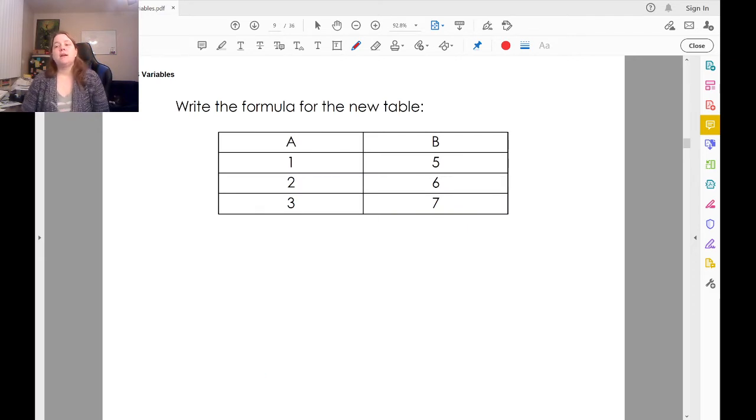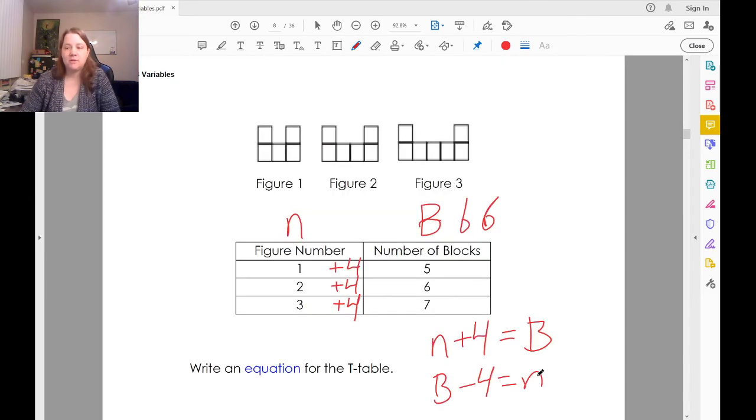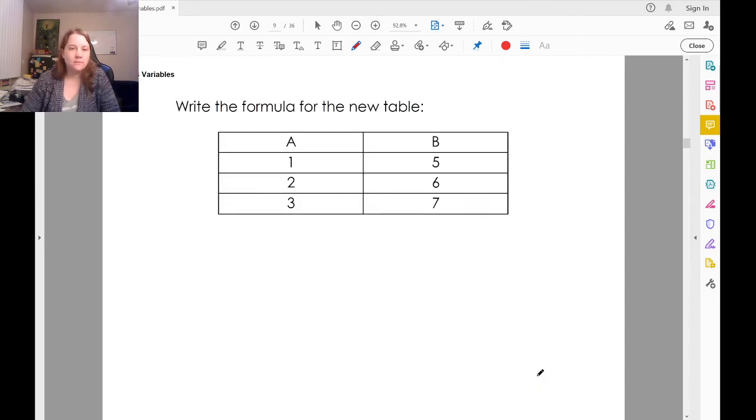So they want us to write a formula for the new table. A to B. How do we go from A to B? Well, we just did this one. It's the same numbers as over here. We're just going to change up the letters. A plus 4 equals B.